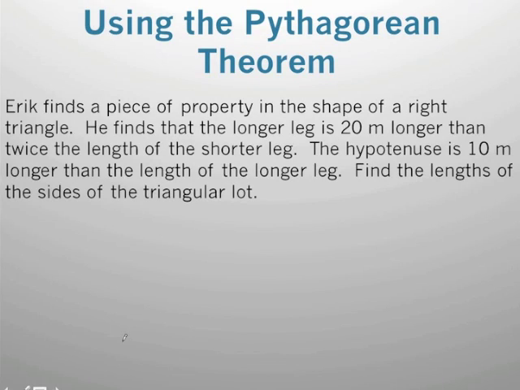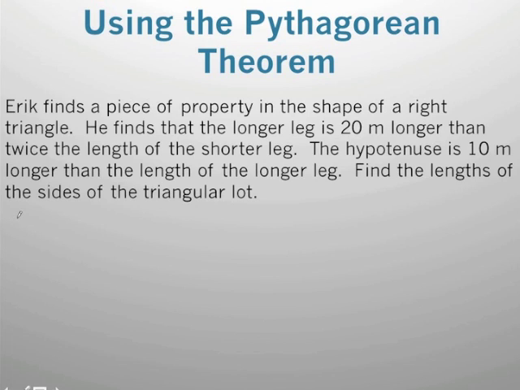We're going to do an application problem now. Eric found a piece of property in the shape of a right triangle. He finds that the longer leg is 20 meters longer than twice the length of the shorter leg. The hypotenuse is 10 meters longer than the length of the longer leg. Find the lengths of the sides of the triangular lot.